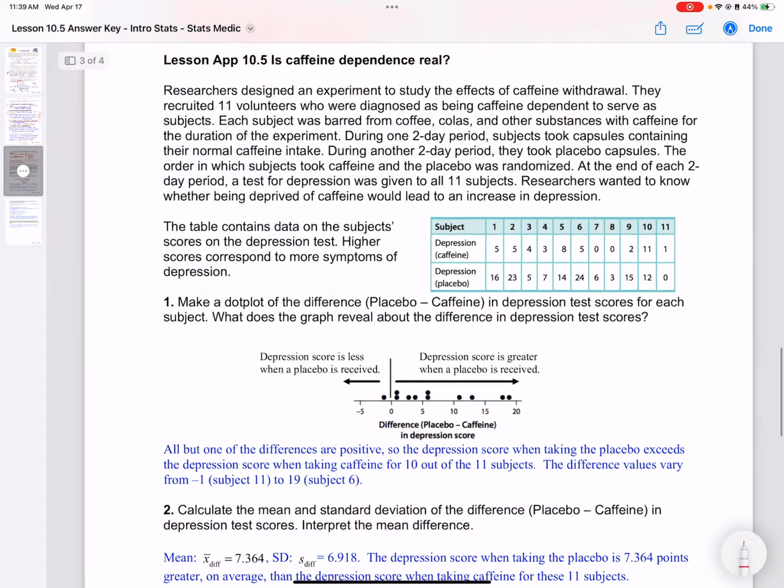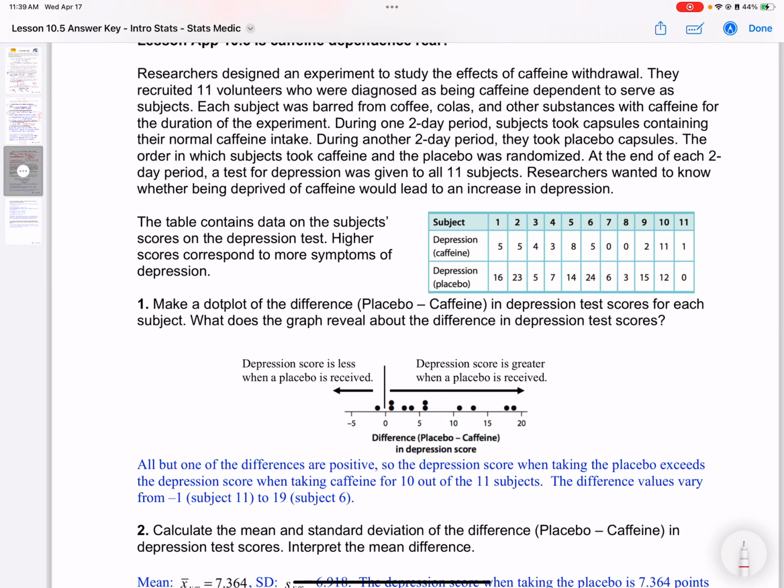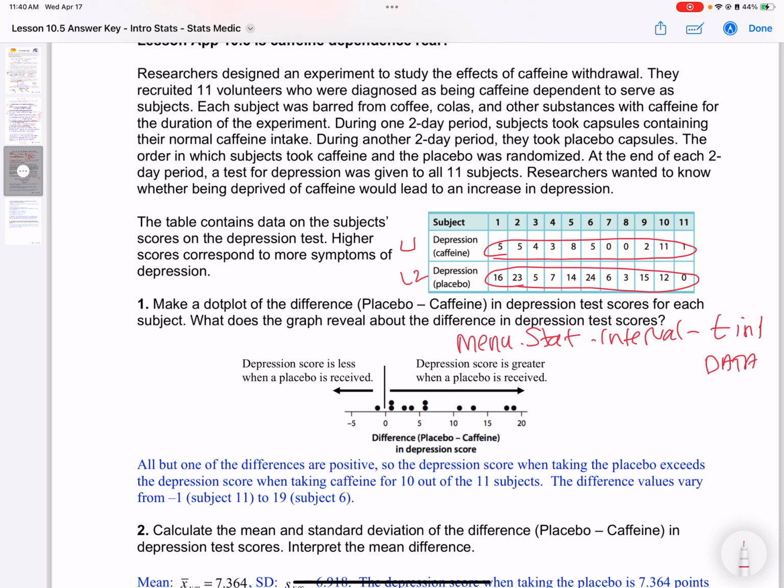Okay, so I'm going to show you how to do one with a list of data. So what I'd like you to do is put this list in list 1, this list in list 2, okay? And I'm going to go ahead and type that in with you, and then I'm going to show you how this one works, because this works with being able to do the same thing, except this time we're going to go to Menu, Stat, Interval, Confidence Interval, and we're going to choose T interval, and we're going to choose Data for this one.